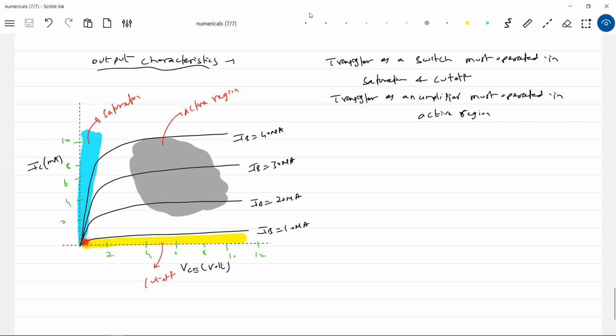Now, why is the curve like this? This expression is beyond our syllabus. So as IB increases, IC should increase. So what is the reason for that? We have beta, delta IC by delta IB. For that, you pick up these two curves. You have delta IB, and correspondingly locate delta IC. The ratio of that will be beta. This is called the current amplification factor in CE configuration.